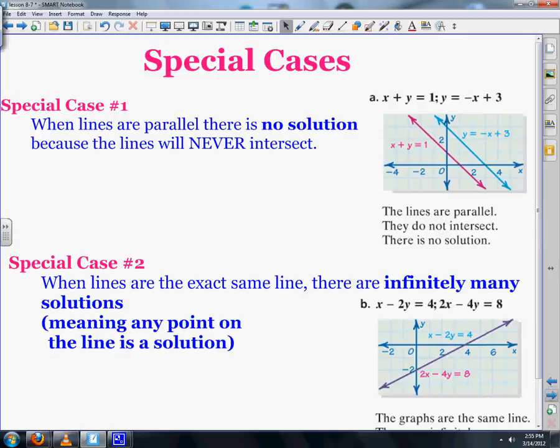Now there are two special cases. When lines are parallel, there is no solution. So when you graph the lines and they never intersect, there's going to be no solution. And when lines are the exact same line, there are infinitely many solutions. That means that any point on the line is a solution. So you would write infinite number of solutions.